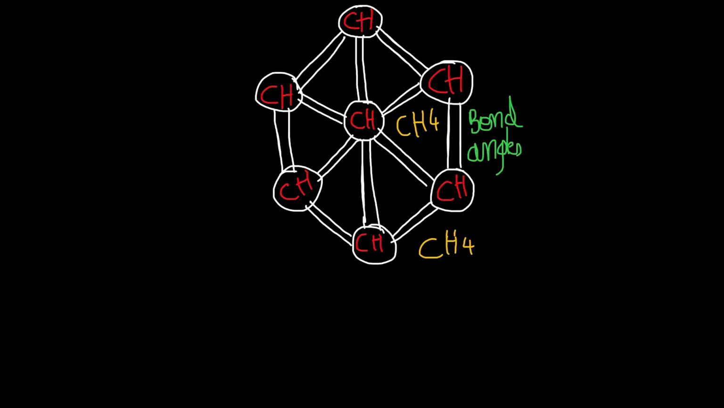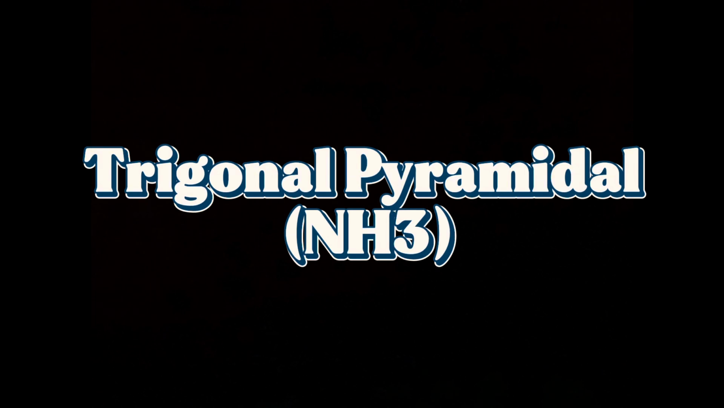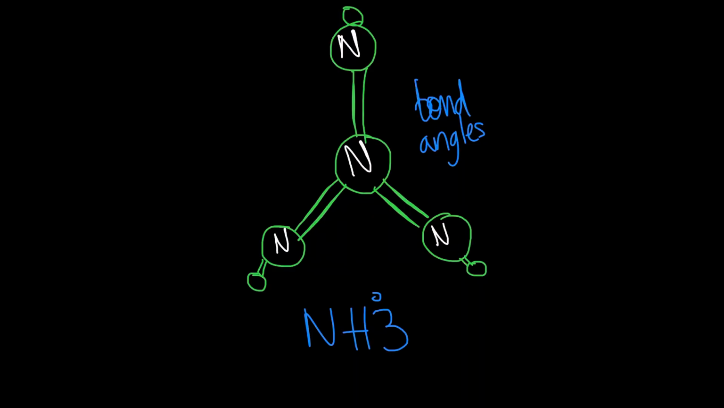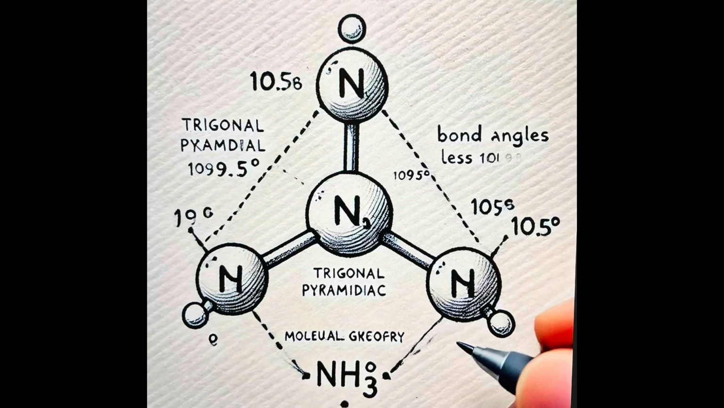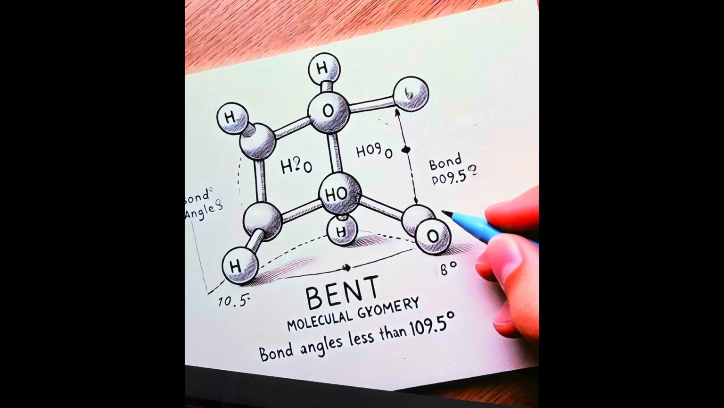Tetrahedral has 4 bonding pairs, 0 lone pairs. Bond angles are 109.5 degrees. An example is CH4. Trigonal pyramidal, 3 bonding pairs, 1 lone pair. The bond angles are less than 109.5 degrees. An example is NH3. Bent has 2 bonding pairs, 2 lone pairs, and angles that are less than 109.5 degrees. An example is H2O.